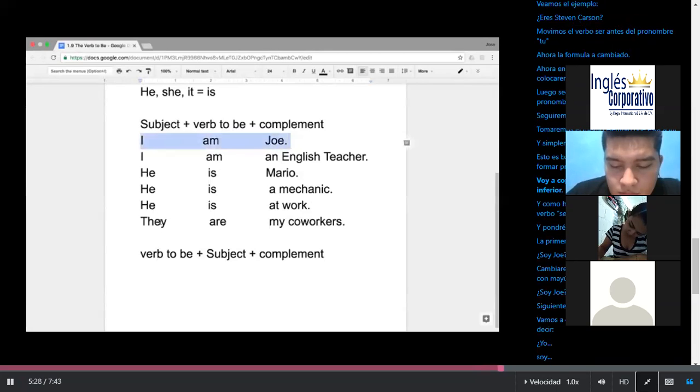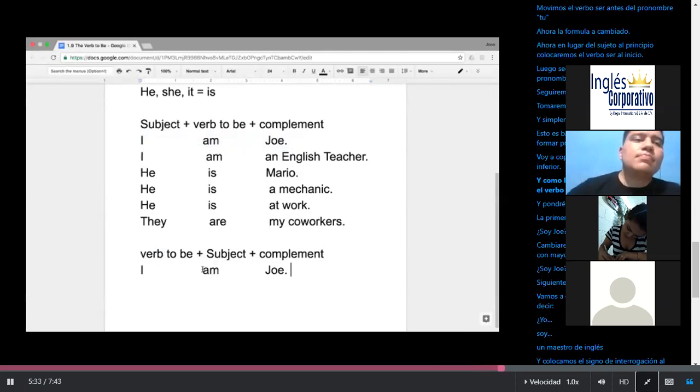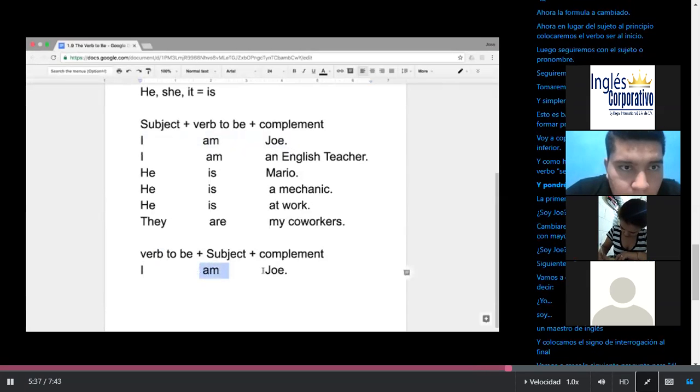So I'm going to copy this and I'm going to paste it here at the bottom. And as I mentioned, what we're going to do is move the verb to be to the beginning and put the pronoun after it. So let's look at that. This one changes here.